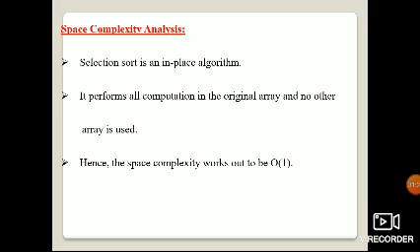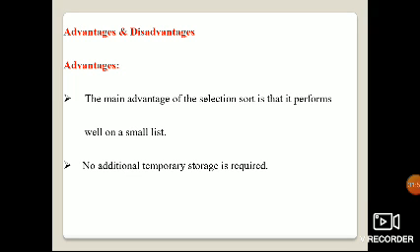So, n square. And here for space complexity we are working within the one array. We are not taking two arrays. The space complexity is O of n and the time complexity is O of n square. What are the advantages and disadvantages?